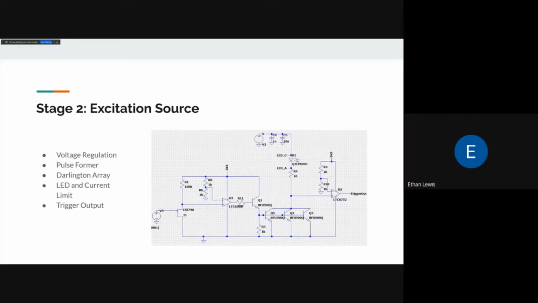Here's how we designed our excitation to get an LED to fall within 100 nanoseconds. First, we have a voltage regulation so that chemistry students can put in whatever voltage they want without blowing up the circuit. Next, we have a high-speed comparator to sharpen the fall time off of the function generator's outputted square waves. And then we have a Darlington pair array to pull the LED down. And then finally, we have the trigger output.